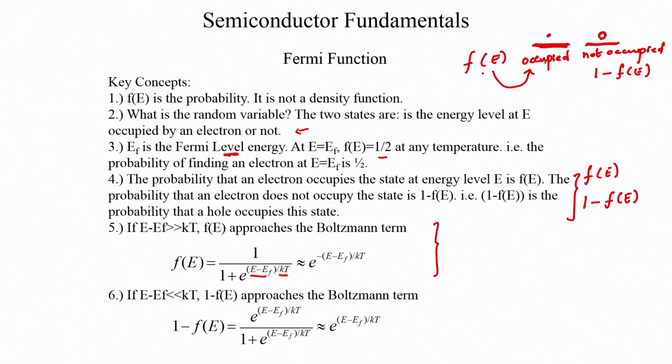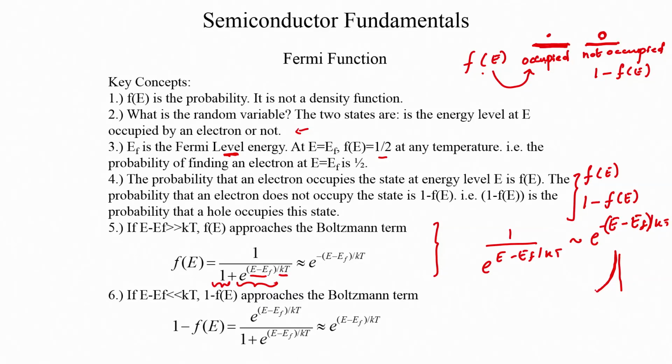And then finally, if E minus EF is much larger than kT, let us say it is greater than 3 kT, which implies that the exponential value is much greater than 1, then the 1 in the denominator can be neglected, and f of E is approximated by e to the power minus E minus EF by kT. This becomes the Boltzmann distribution. This is simply saying that as the energy goes up, the probability that you will find an electron goes down exponentially.